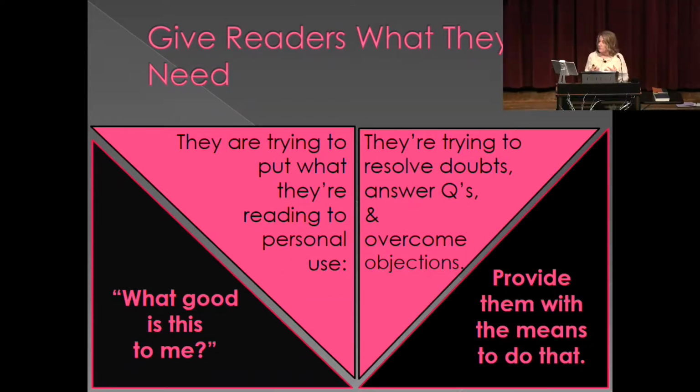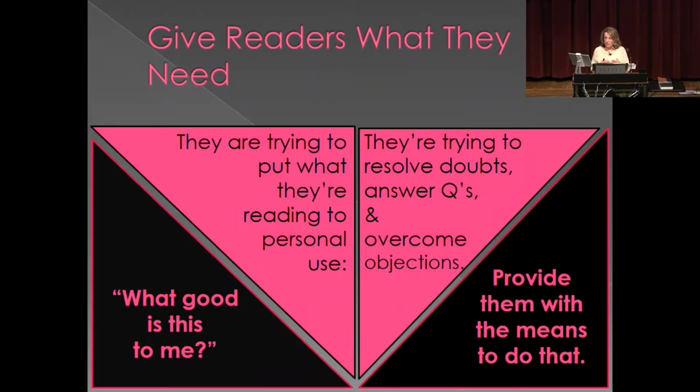So you're giving readers what they need. They are trying to put what they're reading to personal use. And also, they're trying to resolve doubts or answer questions and overcome objections. So psychologically, when we're reading, this is how we operate. What good is this to me? Why would I want to continue reading? And you provide them with a means to do that, to find out how that can be helpful to them. So there's this delicate balance, or dance, if you will, between the writer and the reader.